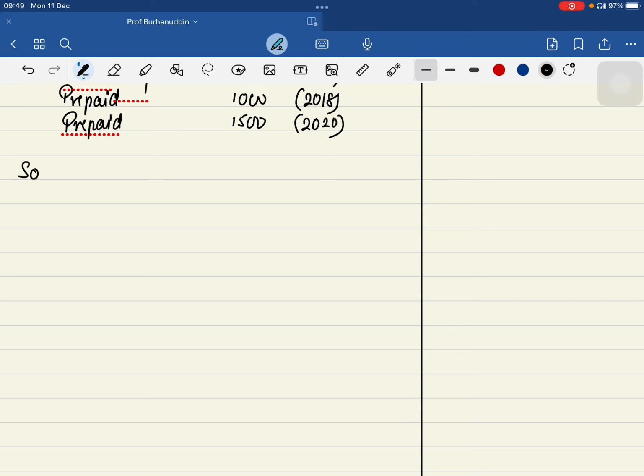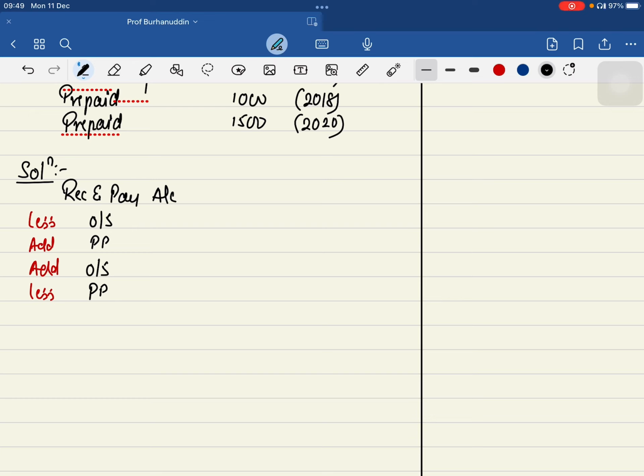Solution. It's a very basic one. Do not expect this kind of question in the examination, but they might ask you in your objectives. So the starting will be receipts and payment account. I told you to remember less, add, less. Very good. Then I taught you outstanding first, then prepaid. I taught you outstanding and then prepaid. And you will be getting the answer, that is your income and expenditure.